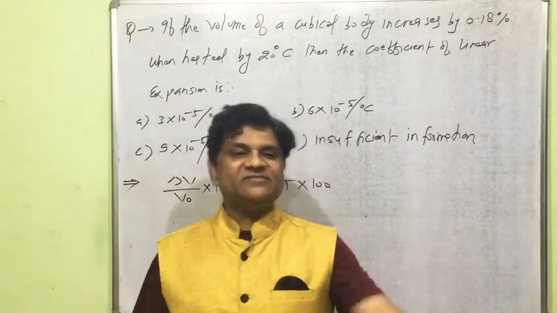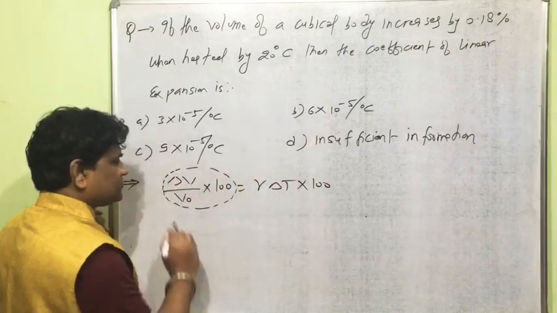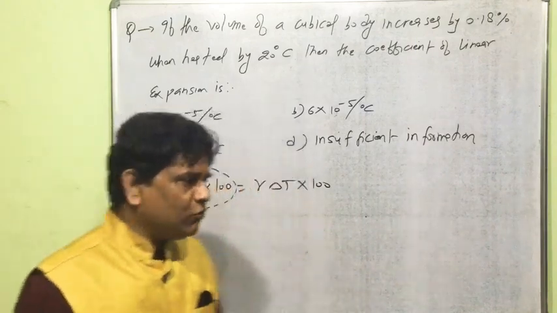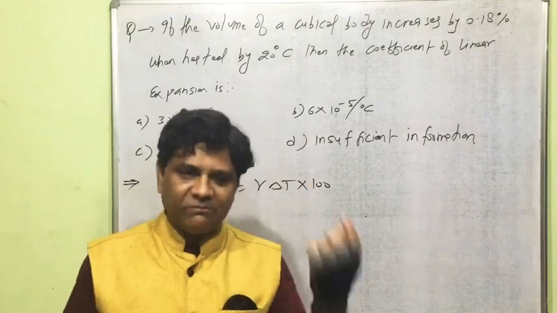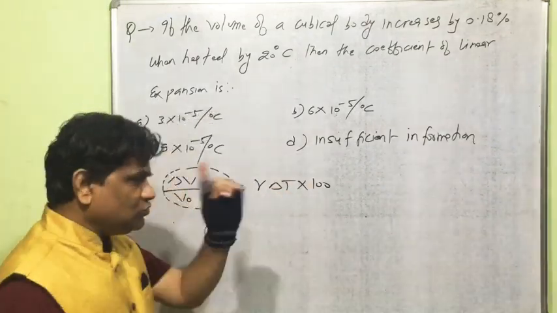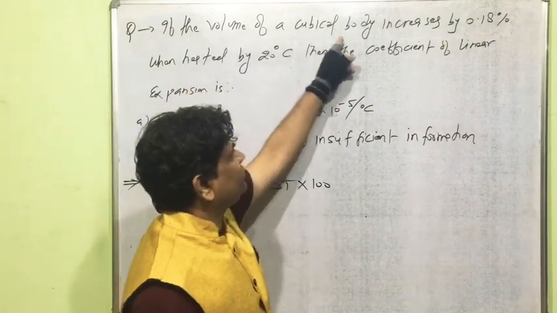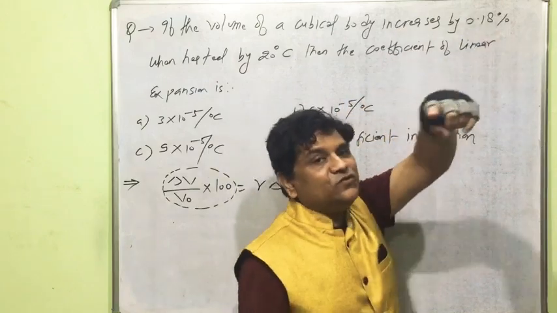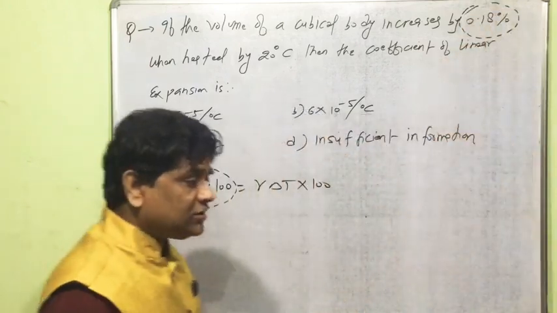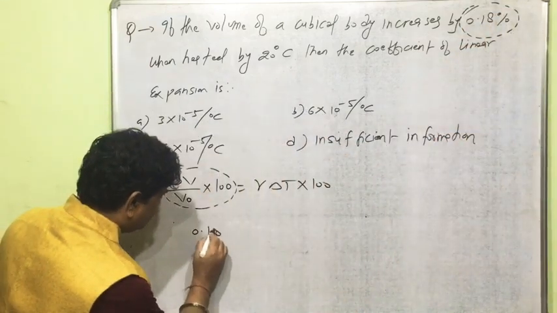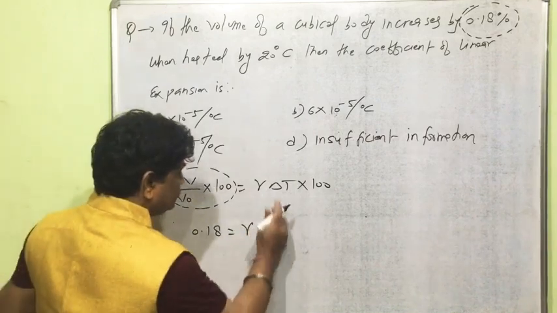That relation we already discussed in class here. Delta V by V naught into 100 is the percentage change in volume. Gamma is the coefficient of cubical expansion, and delta T is the change in temperature. The percentage change in volume is given clearly in the question. If the volume of a cubical body increases by 0.18%, so the percentage change in volume is 0.18. So this value is 0.18.